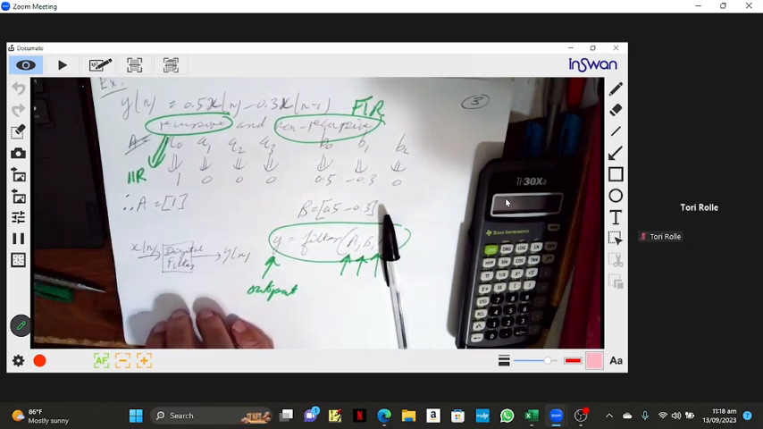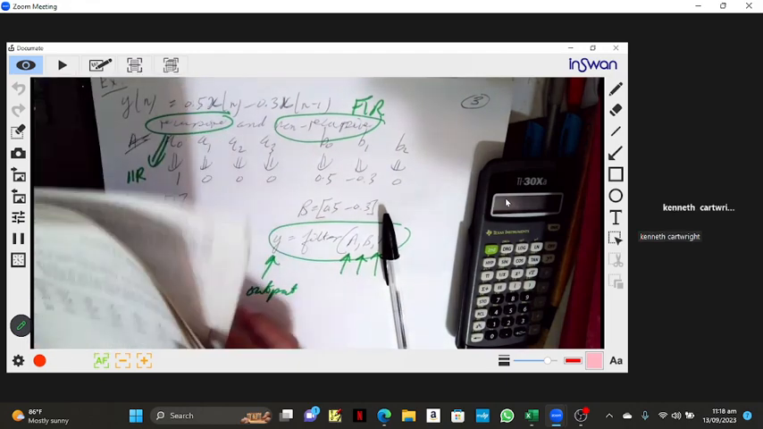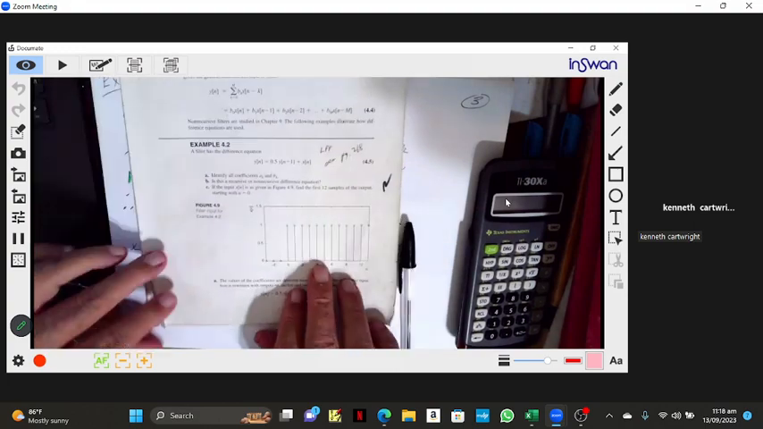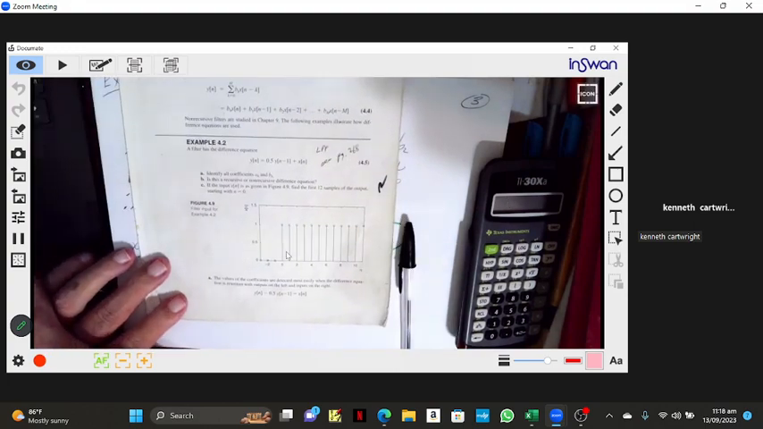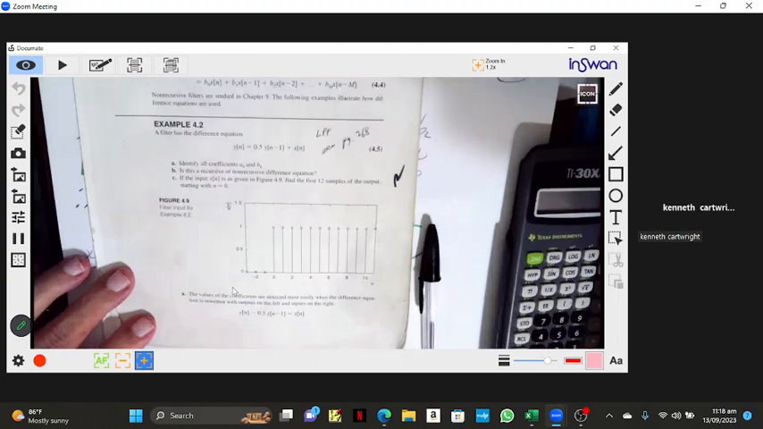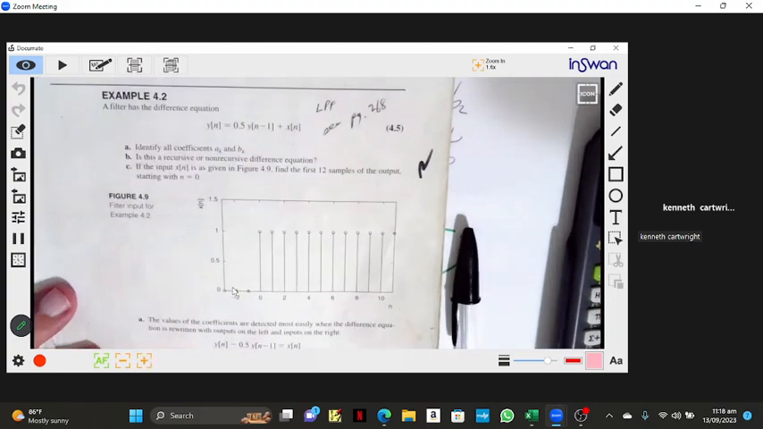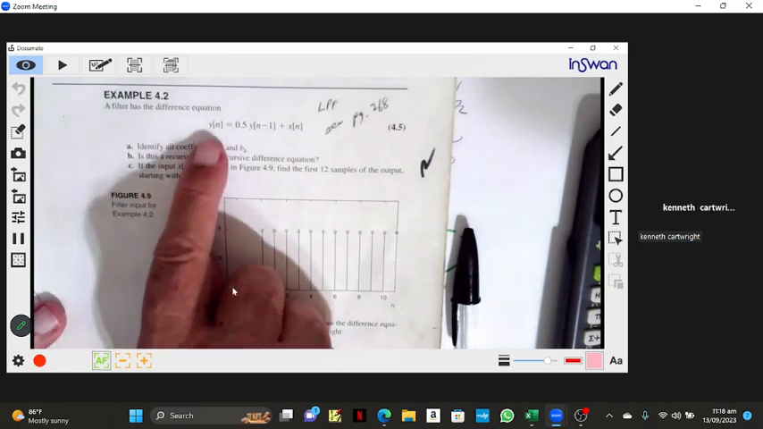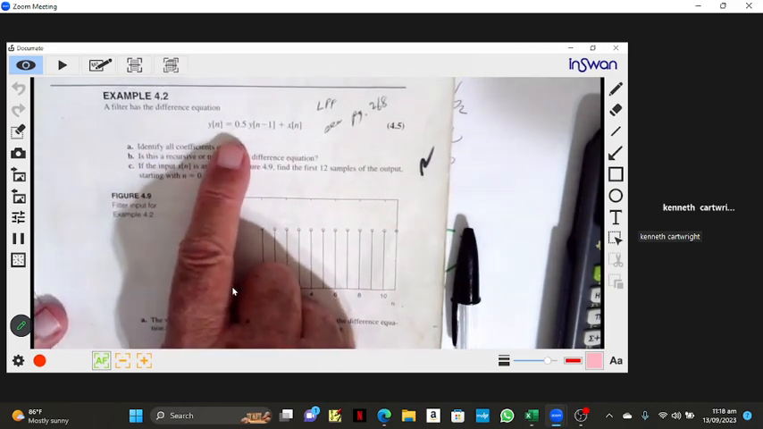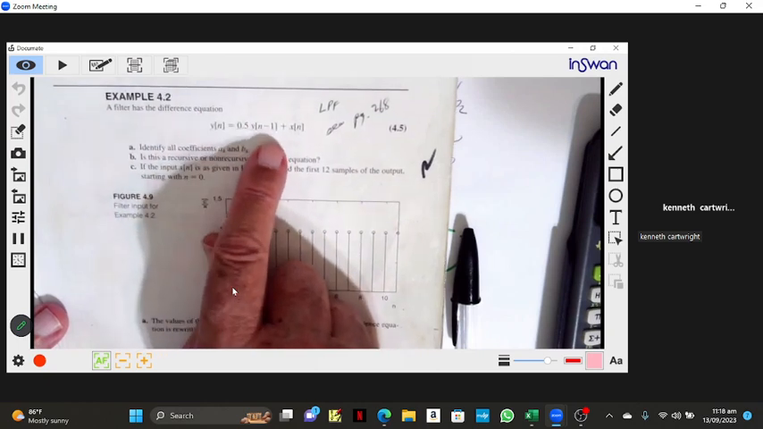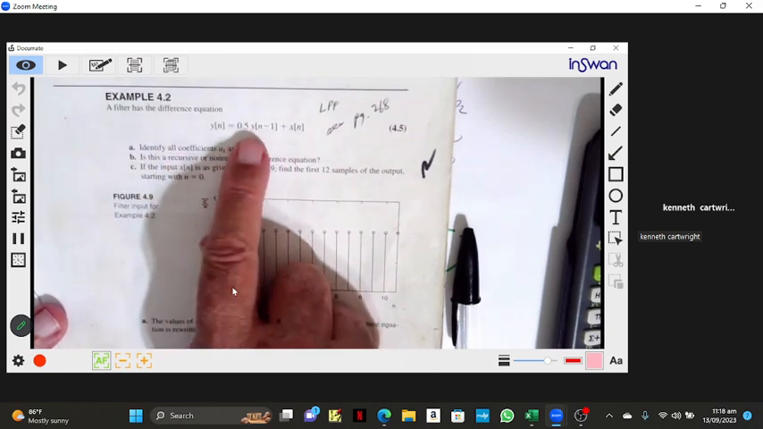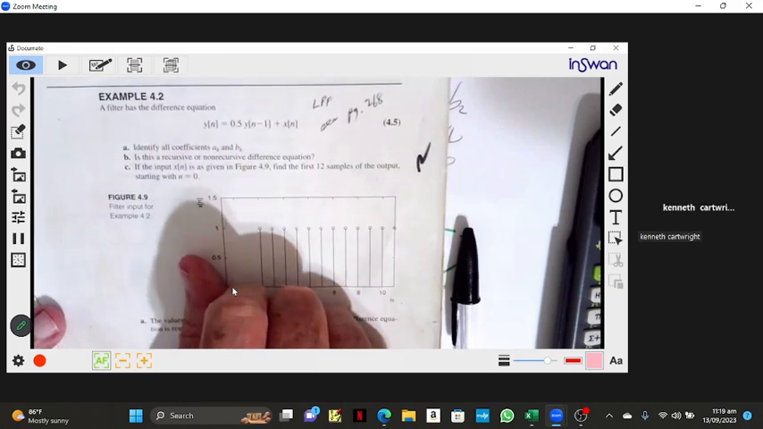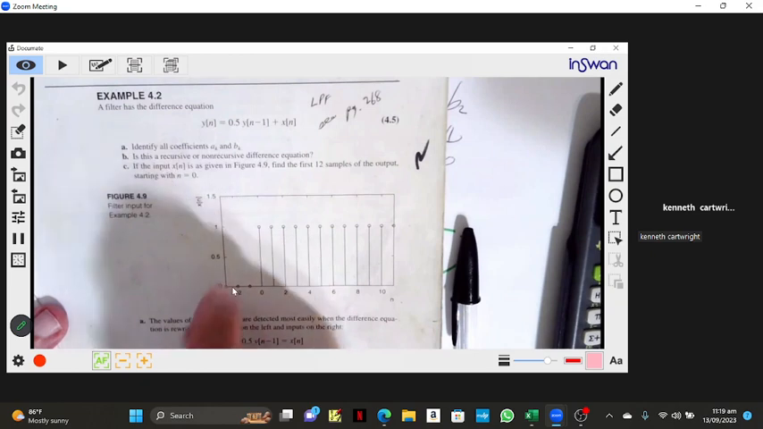Okay. Contrast that with 4.5. Here, the output equals what? 0.5 times the previous output. There's a y. So it's recursive. We did this last class.